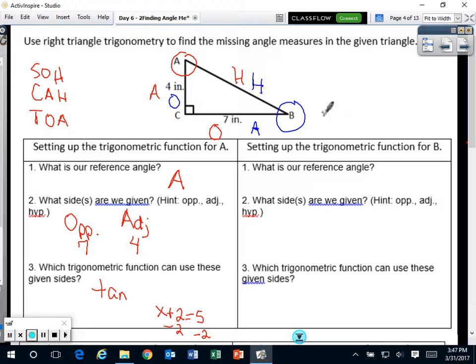All right, so now that I've got my reference angle, I know where everything's at, and we're finding angle B this time. My reference angle is B. What sides are we given? Well, this time I'm given the opposite, and this time my opposite side is 4, and I'm also given my adjacent, and this time my adjacent is 7. The reason they got flipped like they did from angle A is because my reference angle got switched. So from angle B, my opposite side is 4, my adjacent side is 7, and my hypotenuse is the same.